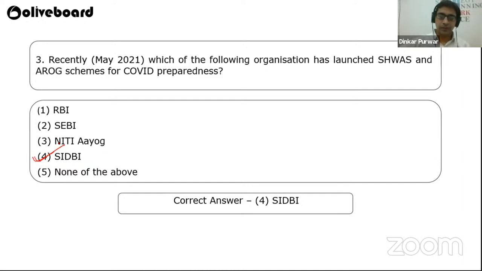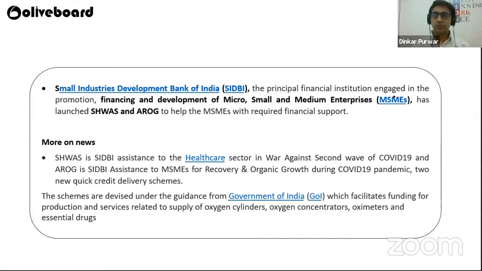So the Small Industrial Development Bank of India, that is SIDBI, the principal financial institution engaged in the promotion, financing and development of micro, small and medium enterprises, has launched SWAS and ARO to help MSMEs which require financial support. SWAS is SIDBI assistance for the healthcare sector in the war against the second wave of COVID-19, and ARO is SIDBI assistance for the MSME sector for recovery and organic growth during the COVID-19 pandemic.